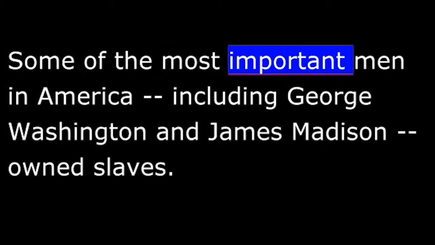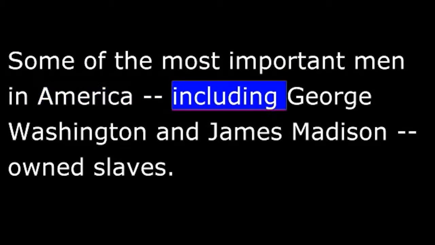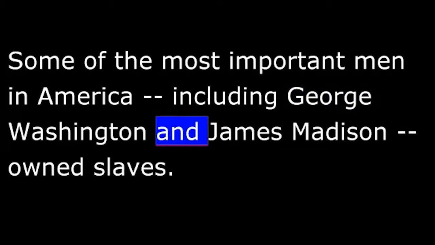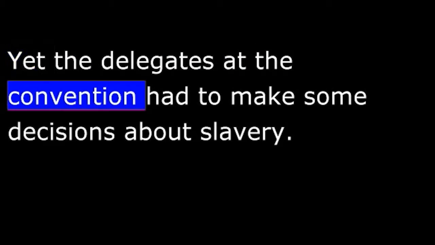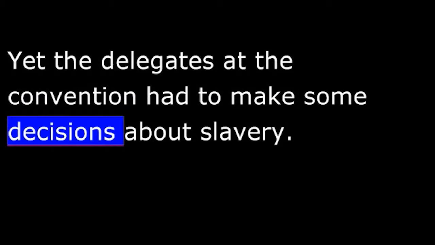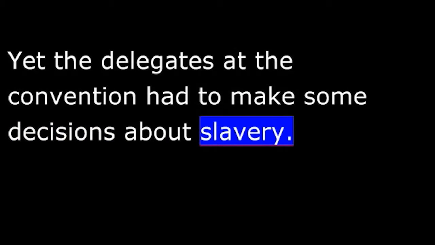The issue was never easy to discuss. Some of the most important men in America, including George Washington and James Madison, owned slaves. No one wanted to insult these men, yet the delegates at the convention had to make some decisions about slavery.